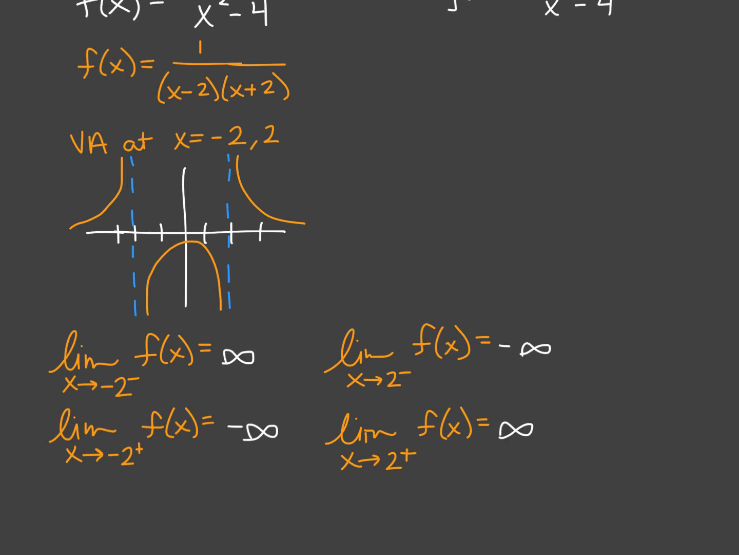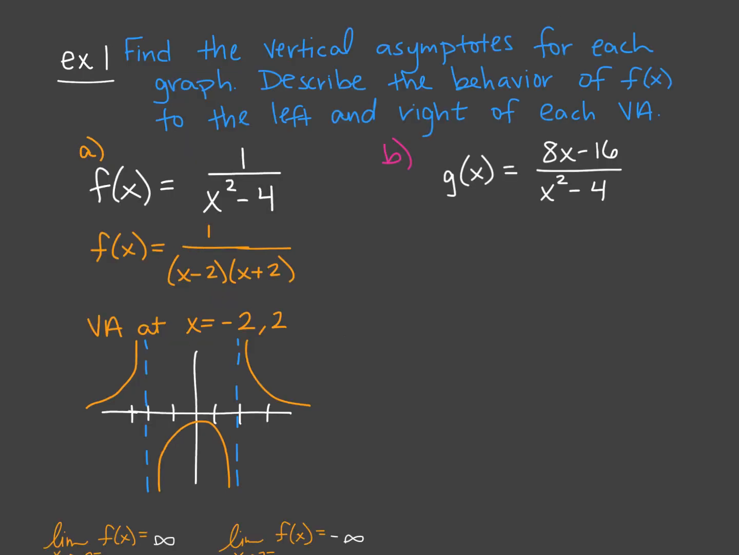Here we have our 4 one-sided limits for these 2 vertical asymptotes. Let's take a look at part B. Go ahead and factor g of x and then determine where we have certain discontinuities. We want to classify each discontinuity as either removable, a hole, or infinite, a vertical asymptote. So pause the video and factor g of x.